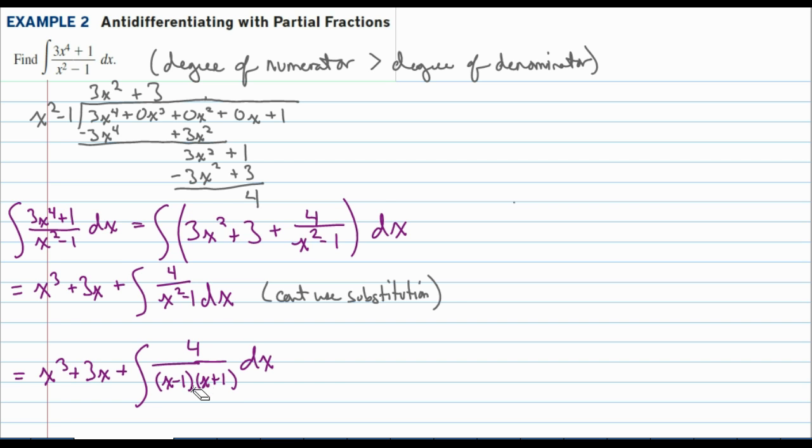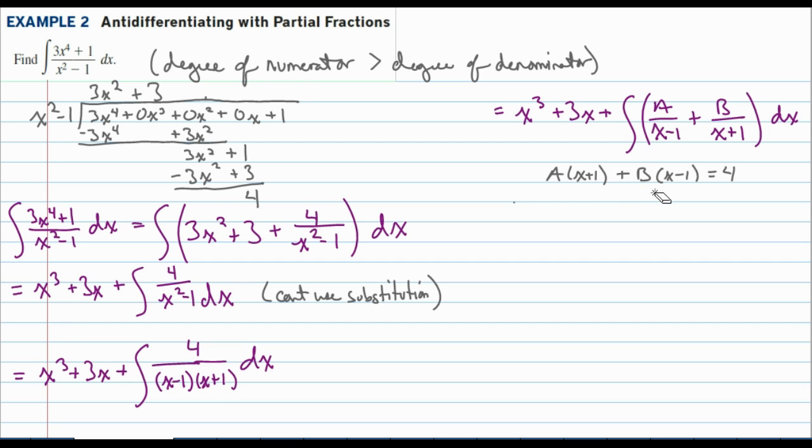So the denominator factored is x minus 1 times x plus 1, which means that there can be some constant over x minus 1 plus some constant over x plus 1 that will have the equivalent graph to this expression. And so now I'm going to set up my partial fractions as A times x plus 1 plus B times x minus 1, which would equal 4, the numerator from before I split it. If x equals negative 1, A would get multiplied by 0 and I solve for B, which would be negative 2. If x equals positive 1, B would get multiplied by 0, so A would equal 2.